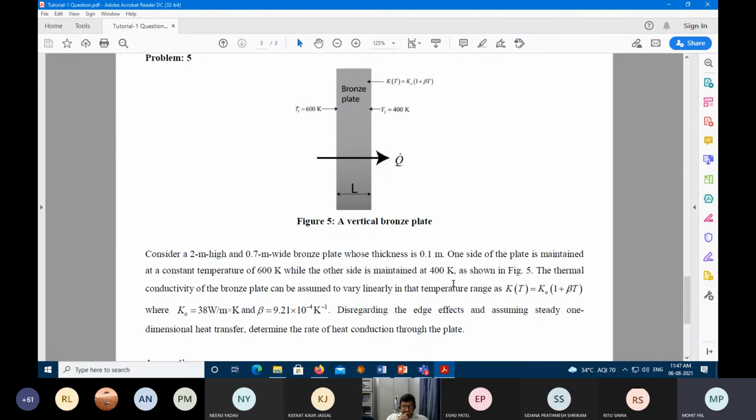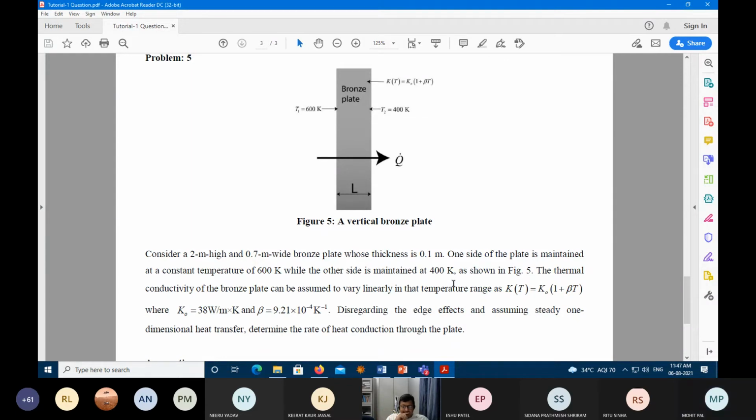What is your area? Area is 2 into 0.7. See, the area will be that. You have to be very careful about the area here. Right? And then you have dT by dx, correct? So what is dT by dx? What is the temperature gradient here? You can take it as delta T by L, dT by dx, right?